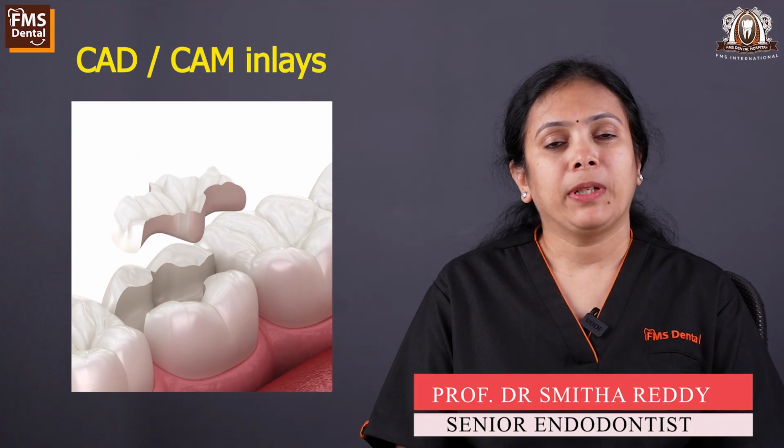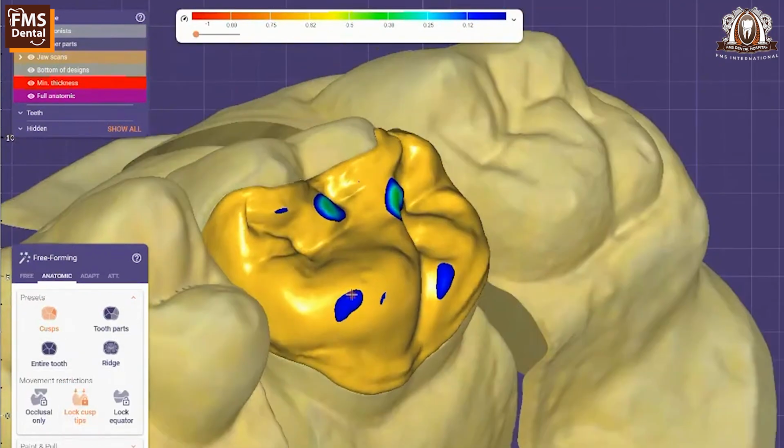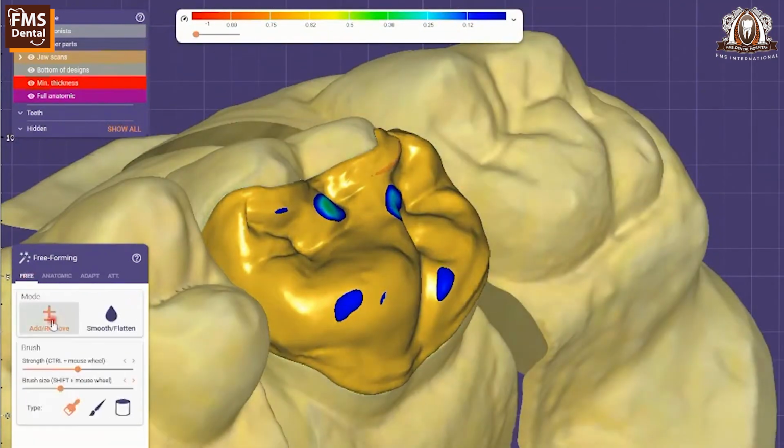Today I am going to talk about CAD-CAM inlays. CAD-CAM is computer-aided designing and computer-aided milling or manufacturing.